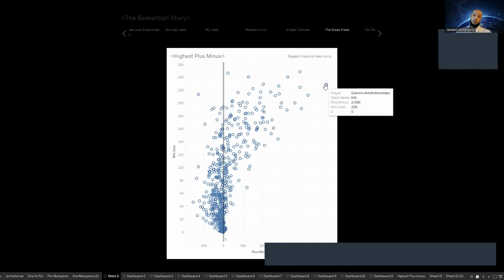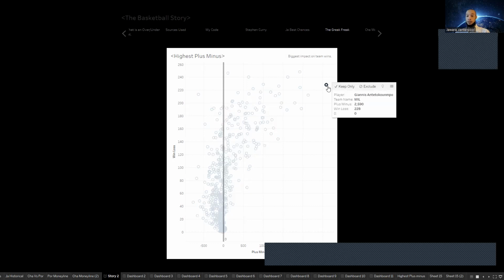Now, this is a graph because my initial question was, what is the most vital statistic to getting a win? So I wanted to see who has the highest plus minus. So who is having the best or biggest impact on the game? And what is the stat that they're putting up the highest number of? Because that would give me an idea of what's the most important stat. So I look in this upper right corner and I see Giannis Antetokounmpo. I'm sorry if I butchered his name.